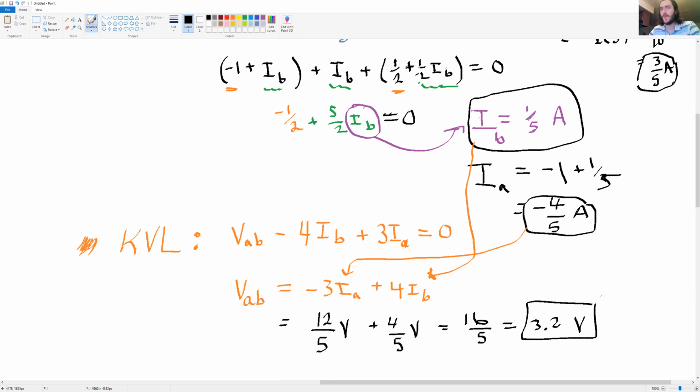That completes that example. Were there any questions from that analysis? The answer that they give when you replace the 5 volt with a 15 volt is 4 volts, not 3.2 volts, if you were wondering about that.